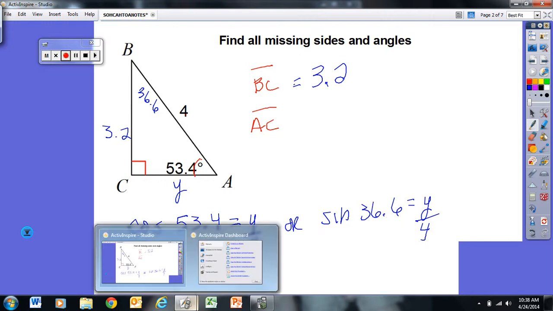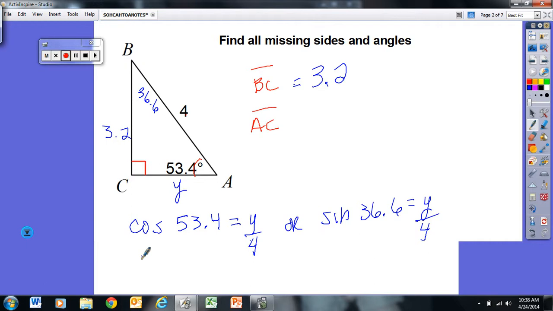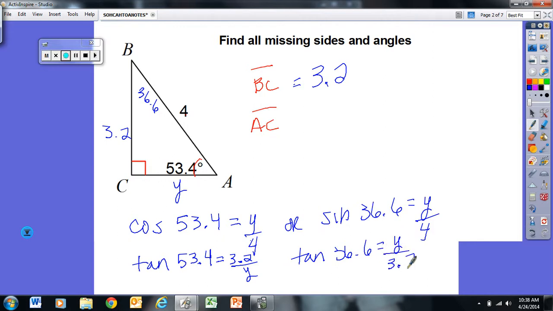There's also two more that I could use now that I know what one of the sides is. I could use the tangent of 53.4 equals opposite over adjacent, 3.2 over y. Or I could say the tangent of 36.6 equals opposite over adjacent. All of these 4 problems will give me the same answer.